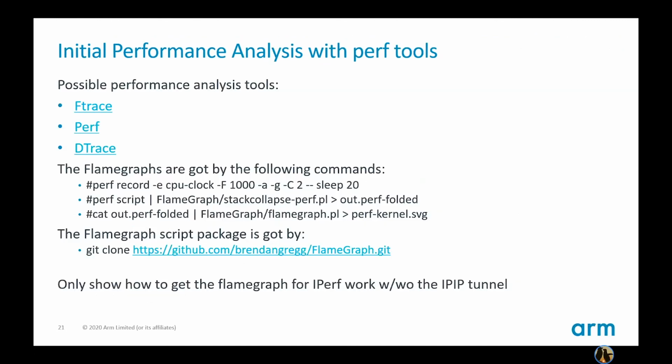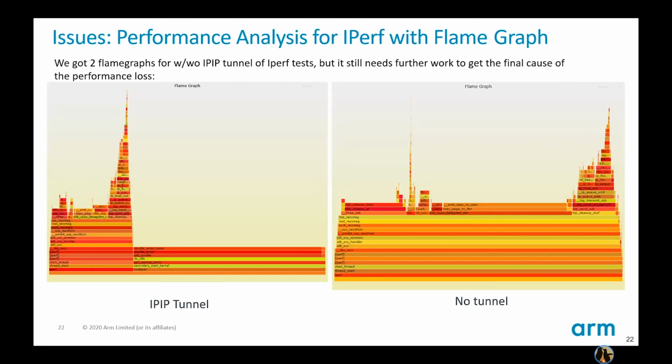We would like to give some initial performance analysis for the overlay-based solutions for the pod-to-pod communication to find out what the bottleneck is here. But we only got the previous result. We could have used performance tools such as ftrace, perf, dtrace, and the like. Here we just use perf. We can use perf with the flame graph package to get the flame graph for the perf test with and without the IP tunnel. Here is the flame graph for the IP tunnel case and the no tunnel case.